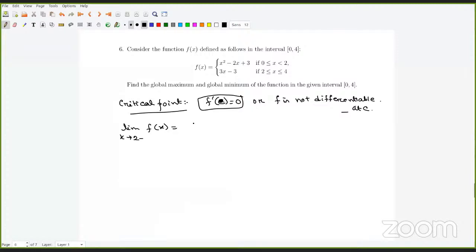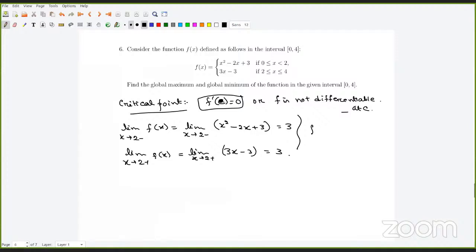Okay. So what is this limit? 4 minus 4, 3. 3, sir. So we have to use the first one, right? Yes. So this value is 3. And what is the limit as x tends to 2 plus? 6 minus 3, so it is 3. Continuous, right? And what is f of 2? 3, sir. It is equal. So this function is continuous at 2.